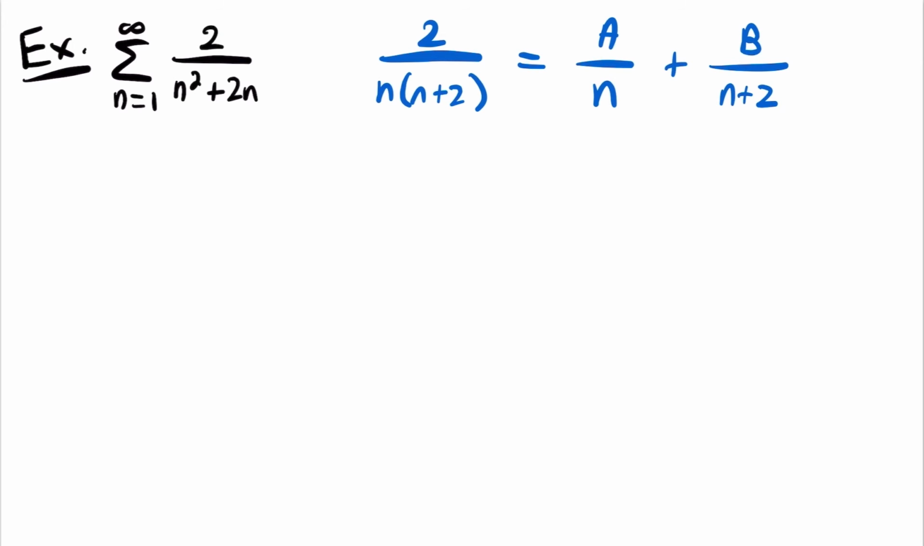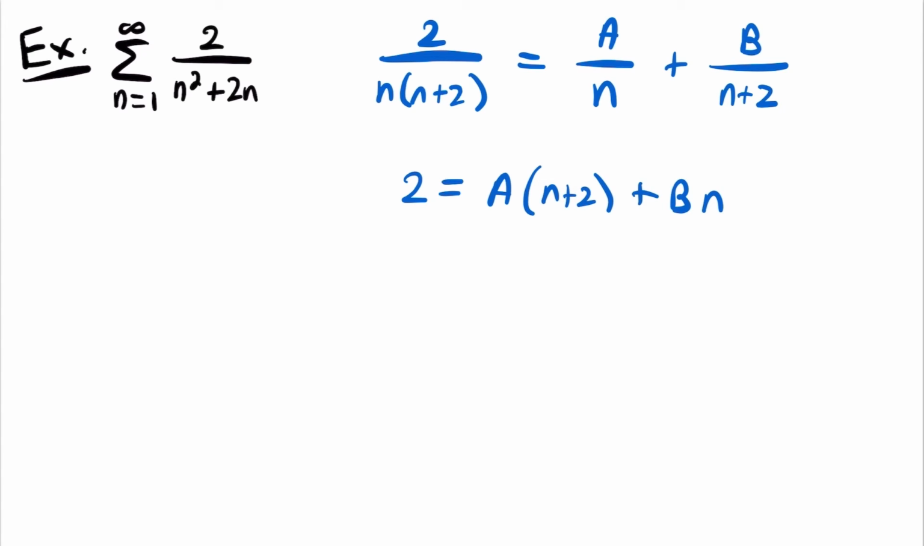And so what we'll do is we'll set the numerator of the rational expression we want to break up equal to each of our coefficients multiplied by what they need in their denominator to have the common denominator. And so we'll have 2 is equal to A, and A has a denominator of n, but to have this common denominator, it needs n plus 2. So we'll multiply it by n plus 2. Then we'll add that to B, and B has a denominator of n plus 2, and so it needs n to have the common denominator. So we'll multiply B times n. And this is the equation that we will use to solve for A and B.